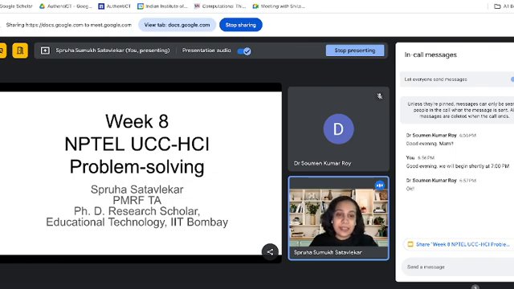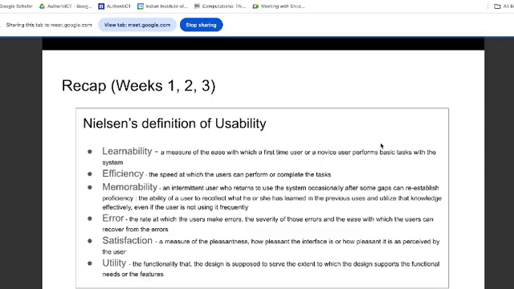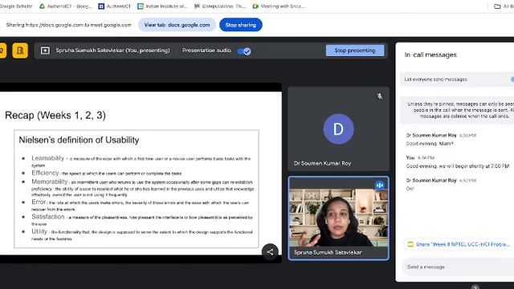We will begin today's session now with a little bit of revision. In the first, second, and third week, we went through the idea of what is usability, and Nielsen's definition of usability. In that definition, we had a lot of parameters like learnability, that the system should be easy to learn and easy to adapt to.